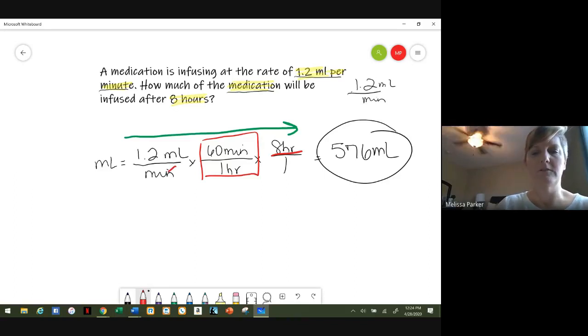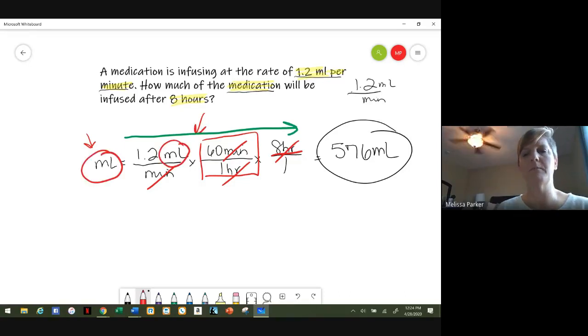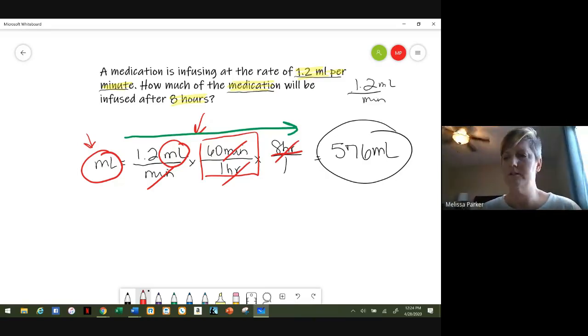And then if you still need me to cancel these out, that's what you do. And I usually check too to make sure that whatever units are on this side are the same on this side of the equal sign, because then that tells me I set my problem up correctly. Because if it's not the same, then that means I may have mixed up or I didn't set my conversions up correctly. Okay, any other questions?